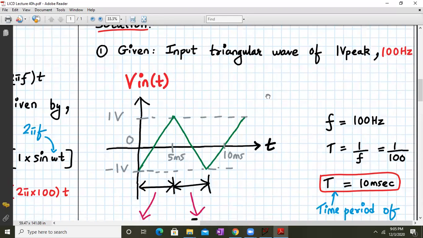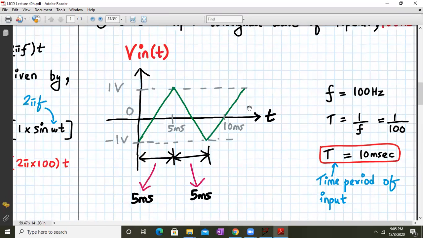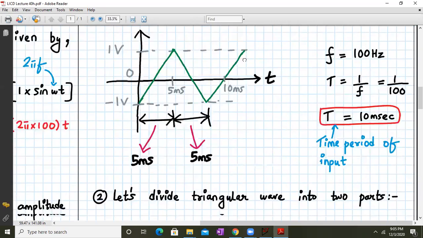We have been given an input triangular wave of 1 volt peak and 100 hertz frequency. So let's analyze this a little further. For V in, we'll divide this into two intervals: from 0 to 5 milliseconds and from 5 milliseconds to 10 milliseconds. If you see carefully, the frequency is 100 hertz, so the time period will be 1 upon 100.